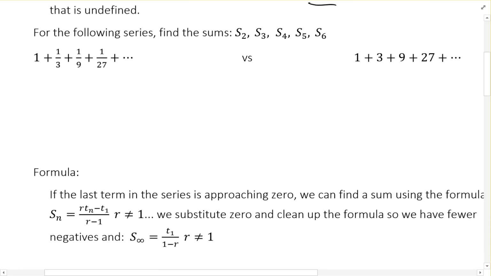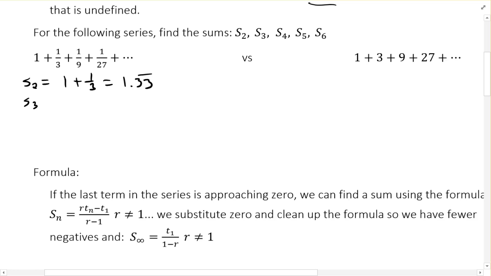For the following series, find S2, S3, S4, S5, S6. So let's do that. With this series here, S2 would just be 1 plus a third. This might be easier to write as a decimal instead of a fraction. So it'd be 4 thirds, but as a decimal, it'd be 1.33 repeated.